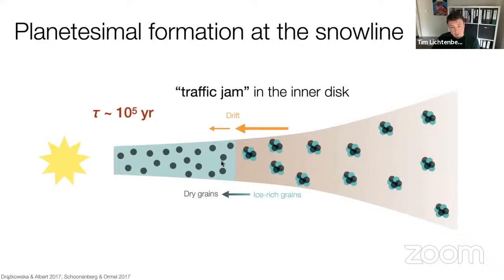But when they stream past the snow line, the ice content sublimates and the drift velocity decreases. And this actually leads to a traffic jam effect, or a pileup of dust material at the location of the snow line. And this eventually can trigger the streaming instability and lead to the formation of planetesimals at the snow line. Now this works on the order of 10 to the 5 years. I encourage you to read Drążkowska and Alibert 2017 or Drążkowska and Dullemond 2018 on that specifically.